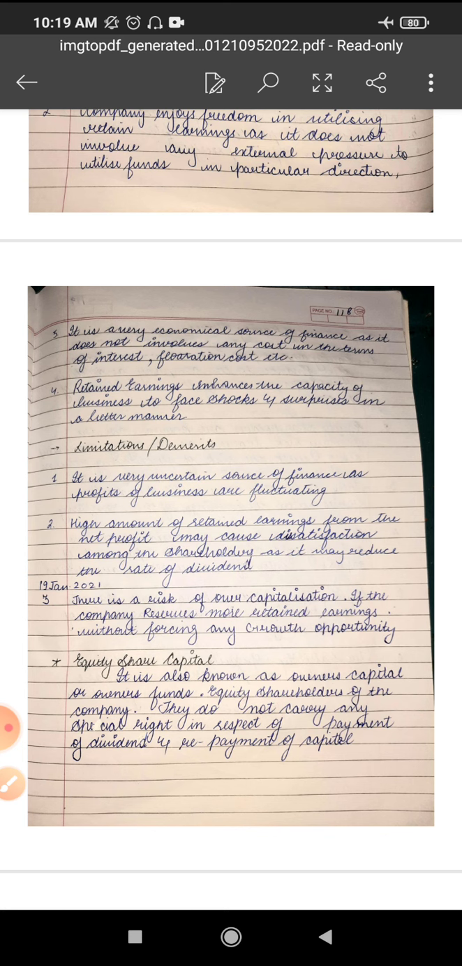Next one, there is a risk of overcapitalization also. If there are no growth opportunities coming in the upcoming future, and at that time you are keeping a larger part of your profits as retained earnings, there will be idle funds with you, and this will lead to overcapitalization. So here we have completed retained earnings.